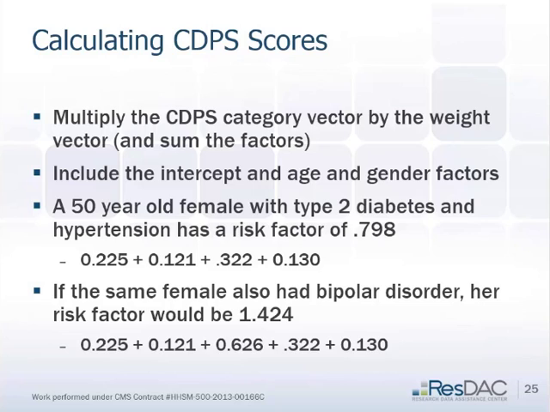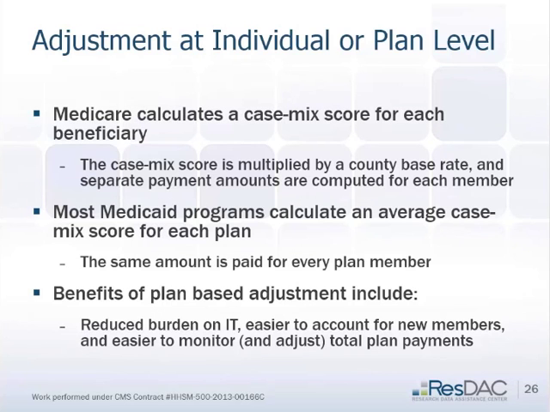If you look at the same female with bipolar disorder, you add in that 0.626 factor, and then they're at a 1.4. So then they're 40% higher than the mean. And so if the base rate was $1,000 per month, then for this individual, the payment would be $1,400 per month. And so this is how we do it.